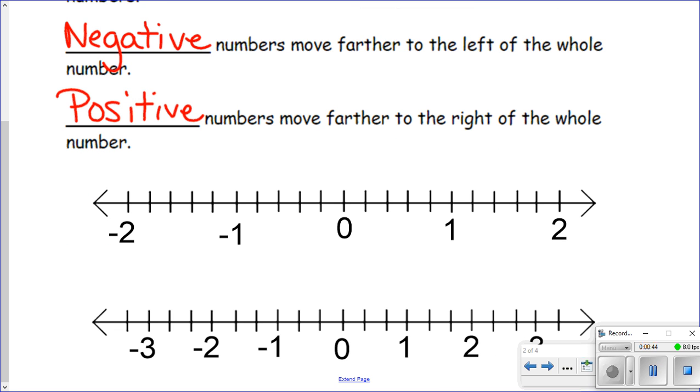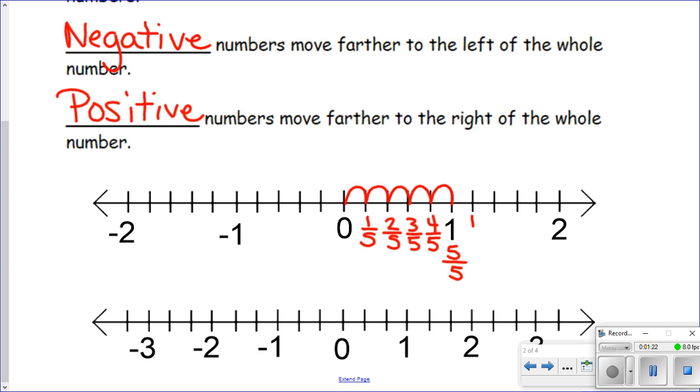So first we're going to figure out what this number line is split up into. I can go between 0 and 1, not counting 0, and count how many hops over. 1, 2, 3, 4, 5. That means that this number line is split up into fifths. So at the first hop, this is 1/5, 2/5, 3/5, 4/5. At the 1, it's 5/5.